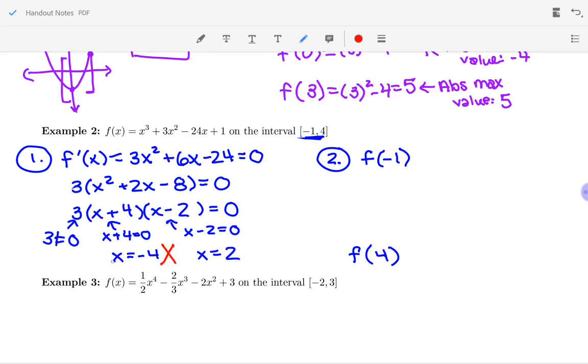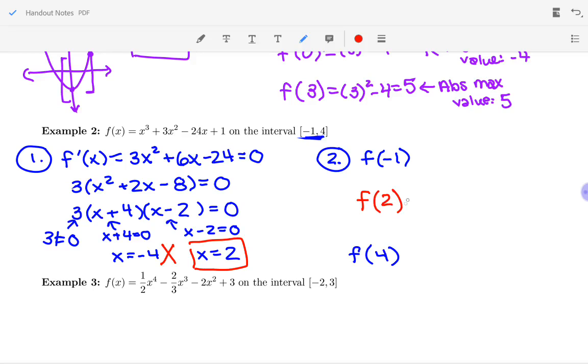It is not on the interval. So I'm not going to erase it because I don't want to lose any partial credit. It's still a critical number. It's just not on an interval of interest. What about the next one? Between -1 and 4, is 2 between there? Yes, unfortunately it is. And I only say unfortunately because that's more y values that I have to find.